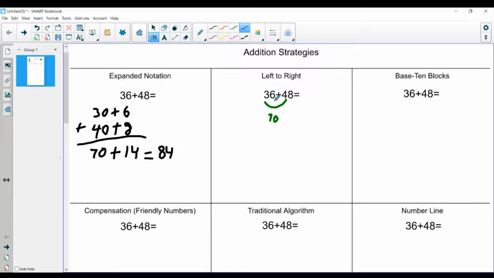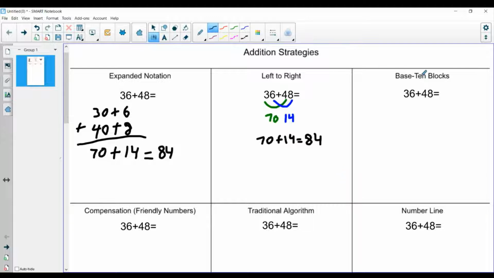And now I'm going to add the ones. 6 plus 8 is equal to 14. Lastly, I'm going to add 70 plus 14. 70 plus 14 is equal to 84. This is how you would use left to right to solve for addition.